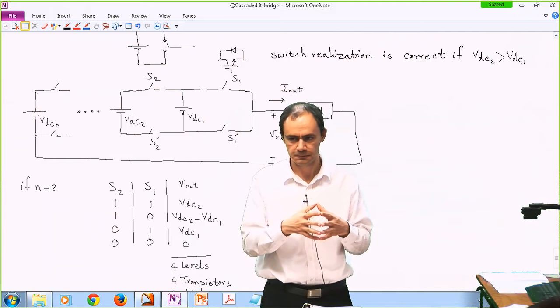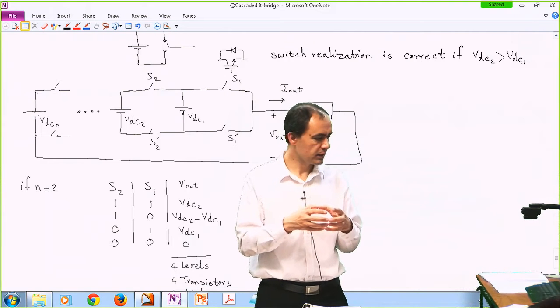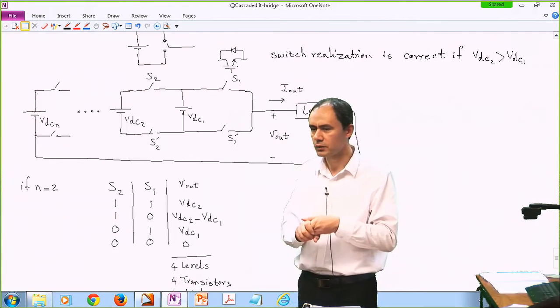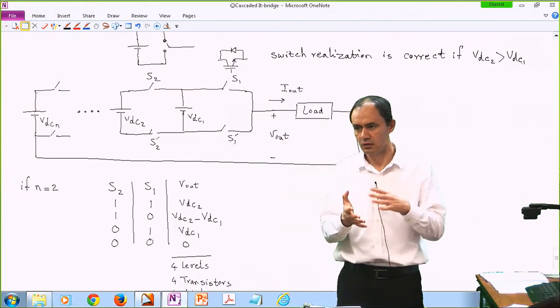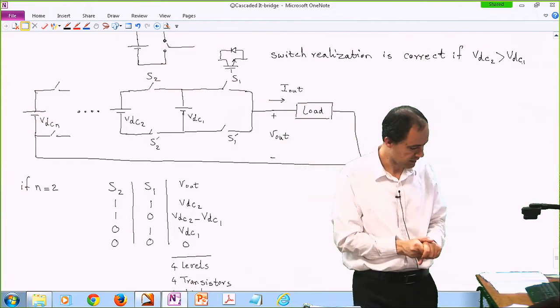Yes? Greater than, not greater than, equal to? Greater, not even, if they are equal, it's okay. But practically, you're going to realize that they are far away from each other in terms of values.